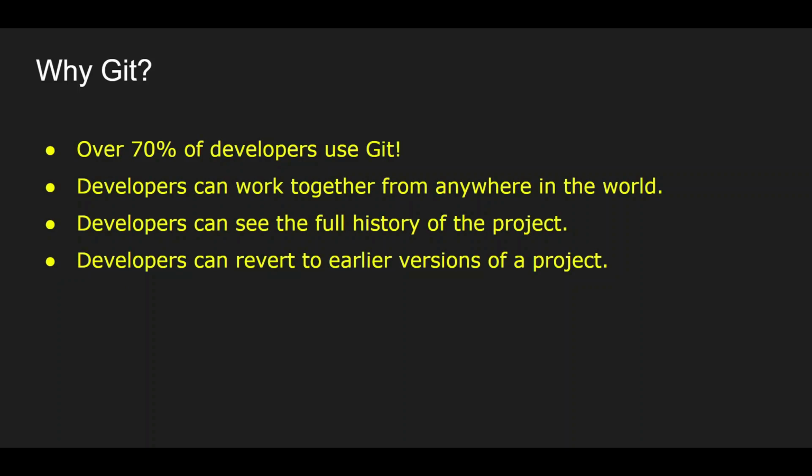So why Git? Over 70% of developers use Git. In enterprise companies, or any company, Git is one of the basic tools which is required and used by all the developers. Developers can work together from anywhere in the world. It is used to collaborate between developers in a single location, multiple locations, or anywhere in the world. Developers can see the full history of the project, and can revert to an earlier version of a project. So guys, you can understand how important Git is. Git is one of the basic tools required in the day-to-day life of a developer in a company.